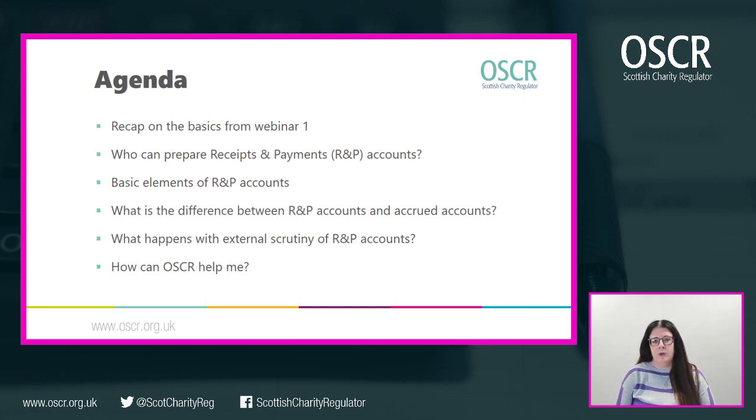Then I'm going to look at who can prepare receipts and payments accounts and the rules around that. I'm going to then talk about the basic elements that are included in a set of receipts and payments accounts. And then I'm going to look at the difference between receipts and payments accounts and accrued accounts, which are the other type of accounts that charities can prepare. I'm going to then follow up by looking at the external scrutiny of receipts and payments accounts. And then finally, we're going to look at what other guidance and help OSCR's got to help you through this process.